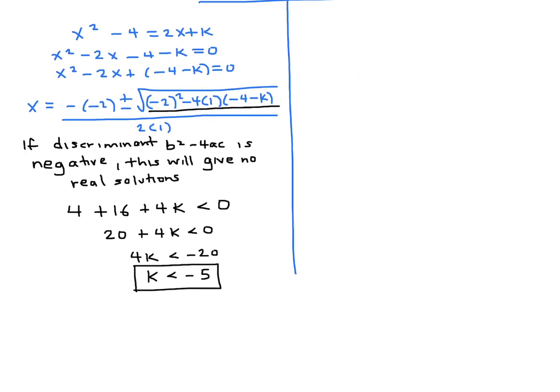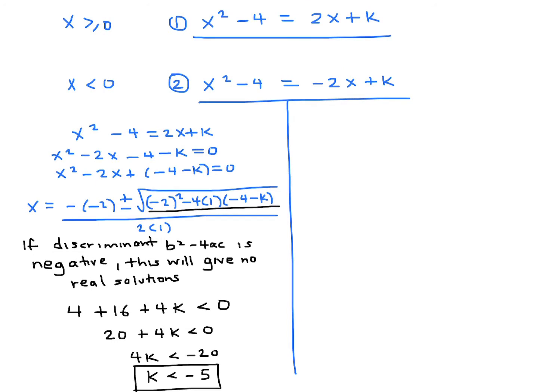But we have one more scenario, and that is this one right here, number 2, if x is less than 0. So let's do that one. x squared minus 4 is equal to minus 2x plus k, and therefore x squared minus 2x minus 4 minus k is equal to 0. Sorry, this was a minus and that's a plus. All right, so similar to the other one.